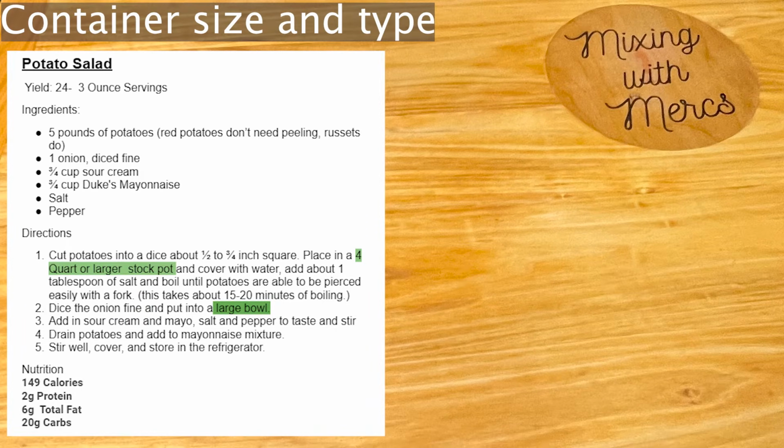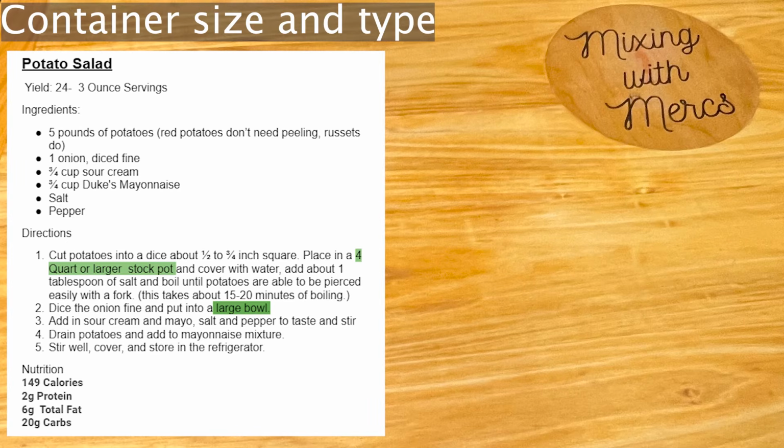So for this recipe, it's going to specify the size pot you need. You need a 4-quart or larger stock pot to hold that number of potatoes. You also need a large bowl. So it'll tell you those types of things. Like I mentioned earlier, you will see specific sizes of baking pans, baking sheets, and those types of things.